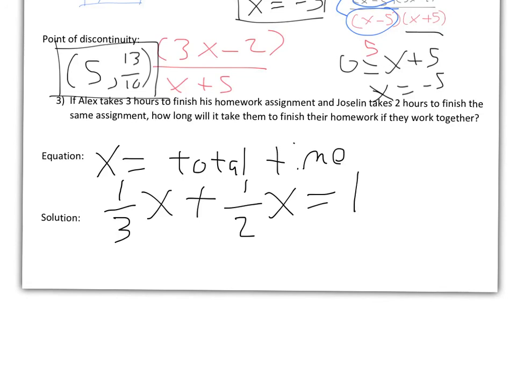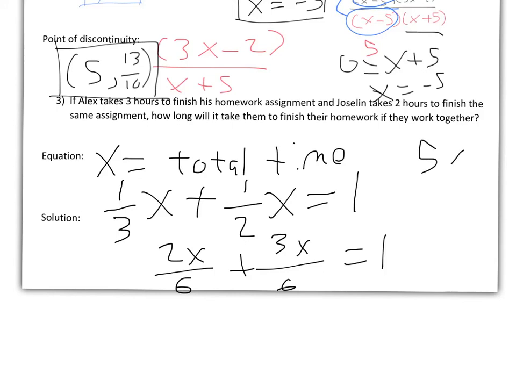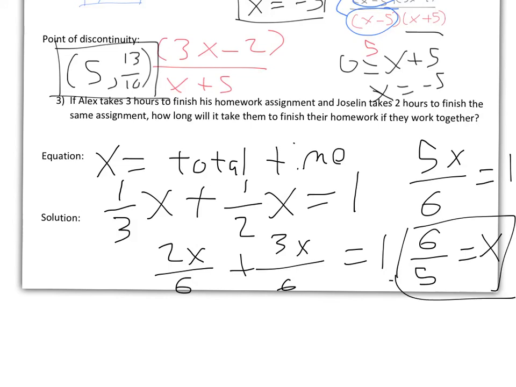1. There's our equation. For our solution, we would have to make the left and the right have the same denominator. So we'd need to multiply the left-hand term by 2, so we'd get 2x over 6, plus multiply the right-hand term by 3, so 3x over 6 still equal to 1. That gives us 5x over 6 is equal to 1, or 6 over 5 is equal to x. So there is our solution, and here is our equation.